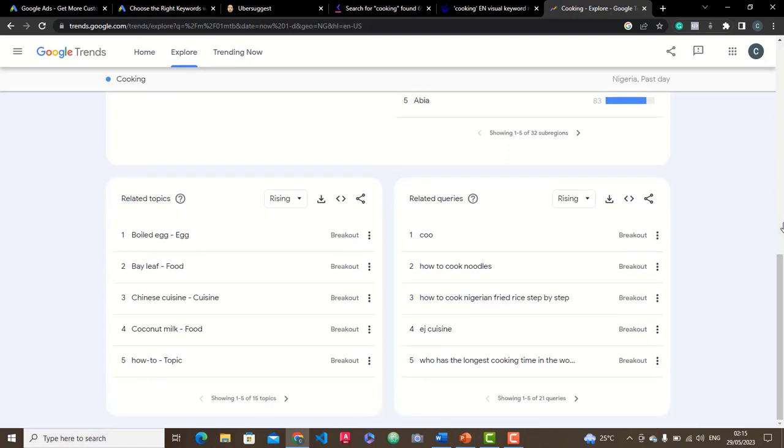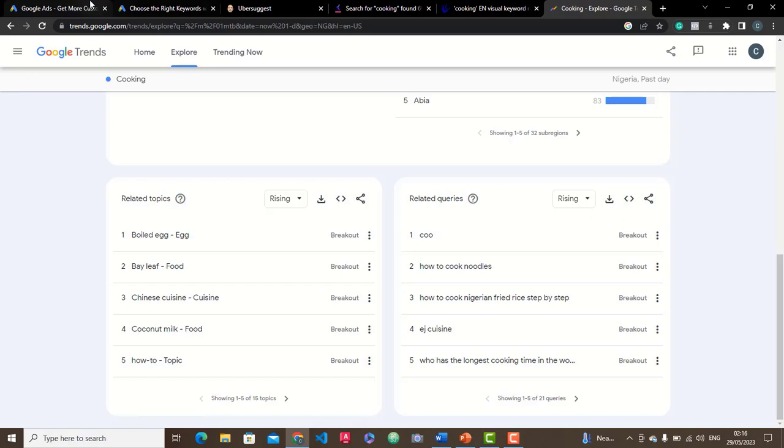So the next tool I'm going to be talking to you about is the Google Keyword Planner. Just like Google Trends, it is a very good tool that you can use to grow your website, your business on the internet. So what is the Google Keyword Planner? Google Keyword Planner allows you to see rising topics and also see keywords that are very crucial, or keyword ideas that you can use in your ads.